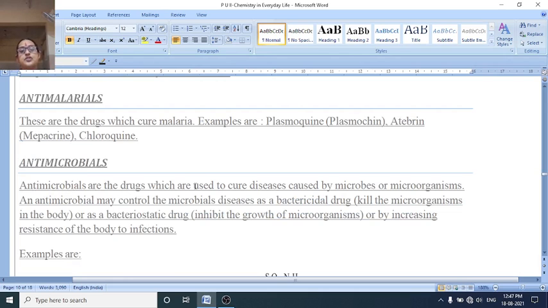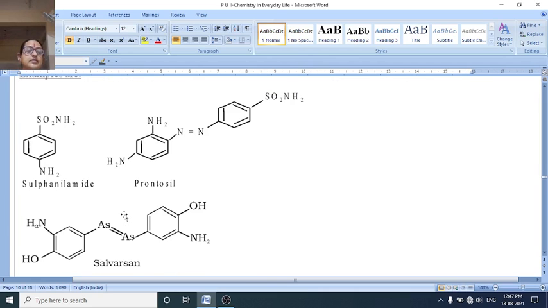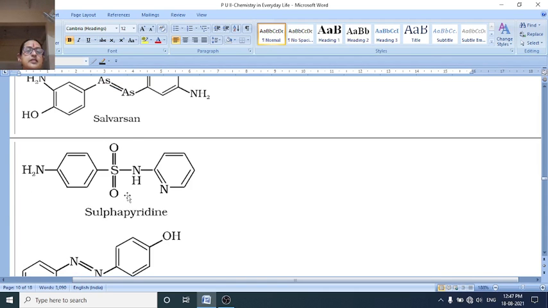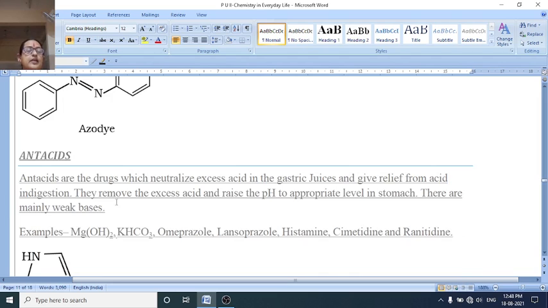Next is antimicrobial. Antimicrobials are the drugs which are used to cure diseases caused by microbes or microorganisms. An antimicrobial may control the microbial disease as a bactericidal drug that kills the microorganisms in the body, or as a bacteriostatic drug it inhibits the growth of microorganisms, or by increasing the resistance of the body to infections. Here are the examples. Sulfaquanidine, azodine.